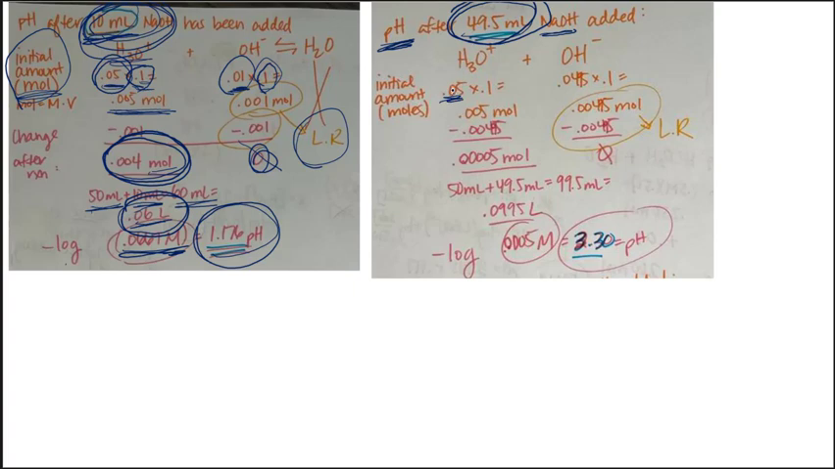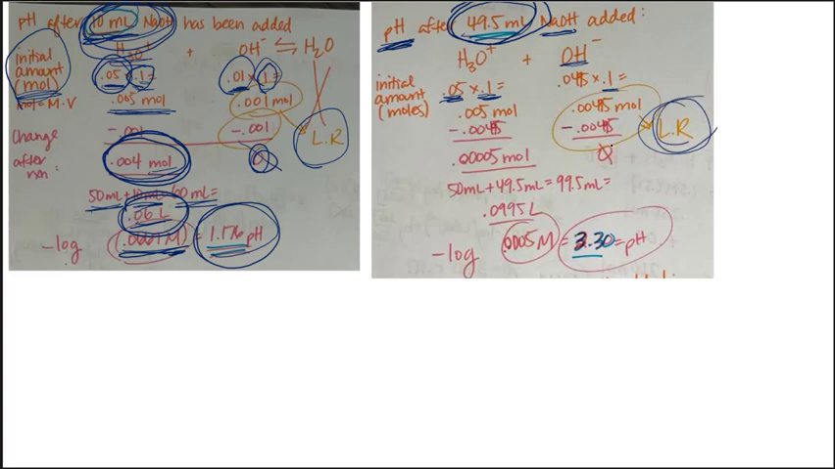I still have 50 milliliters of acid and it's still 0.1 molar. So I have 0.005 moles of hydrochloric acid. Let's look at the sodium hydroxide. 49.5 milliliters is 0.0495 liters and its concentration is 0.1. So that leaves me with 0.00495 moles. 0.005 versus 0.00495. This one is still smaller.